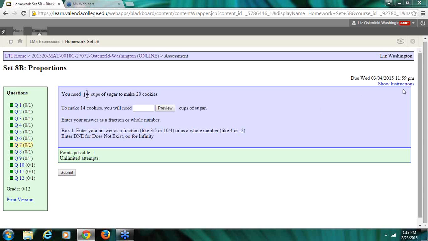Okay, same thing here. What you're going to want to do is set up your first ratio, which here it says I made 20 cookies with 1 1/4 cups of sugar. And it wants to know, to make 14 cookies, how many cups of sugar will I need? So the first ratio was 20 cookies and 1 1/4 cups sugar. The second ratio was, well, if I got 14 cookies, how many cups of sugar?